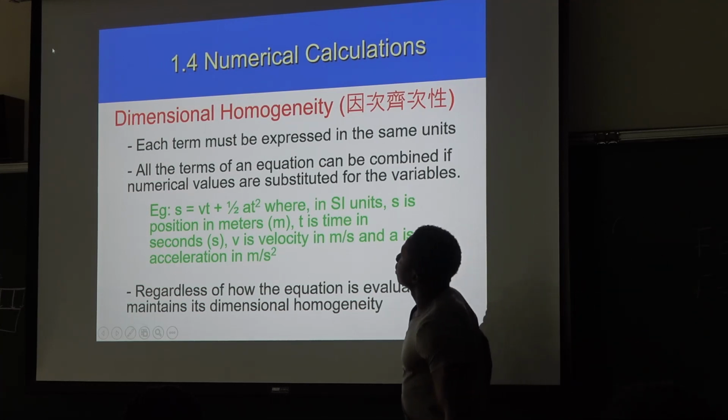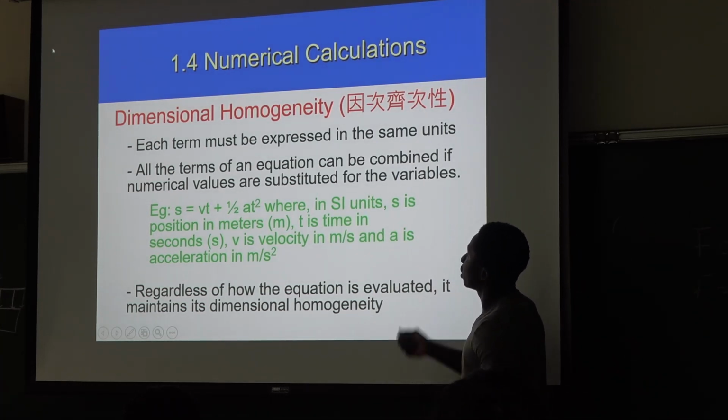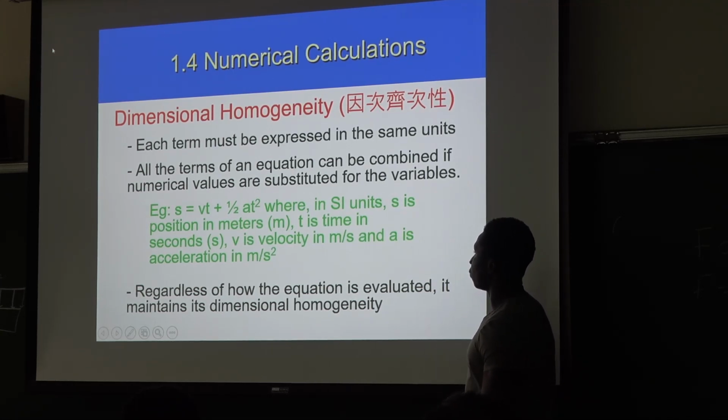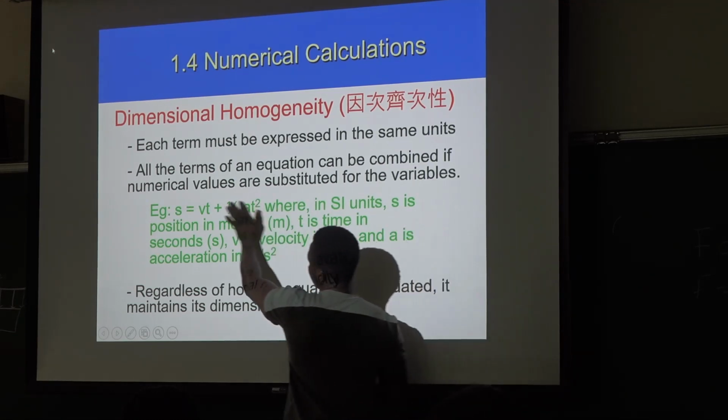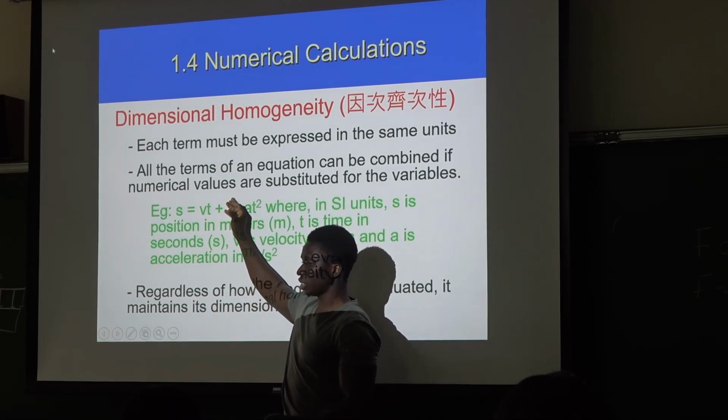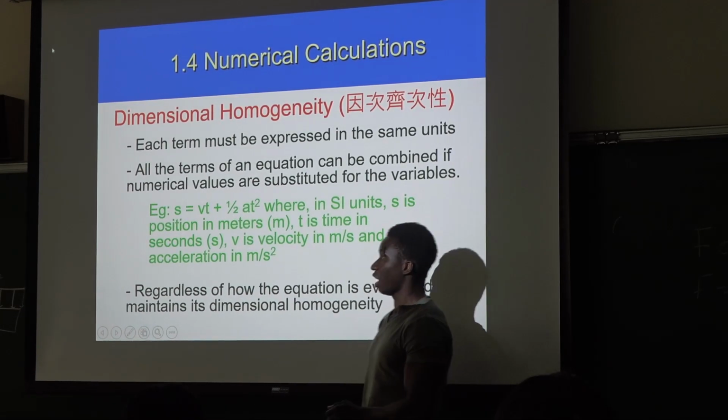Okay, and the next one we can move on to the numerical calculation part, that is the dimensional homogeneity part. It says each term must be expressed in the same unit, and all the terms of an equation can be combined if the numerical values are substituted for the variables. Okay, and then regardless of how the equation is evaluated, it is maintained in dimensional homogeneity. So for example, when we are trying to find the distance here, we say velocity times time plus half the acceleration times the time squared.